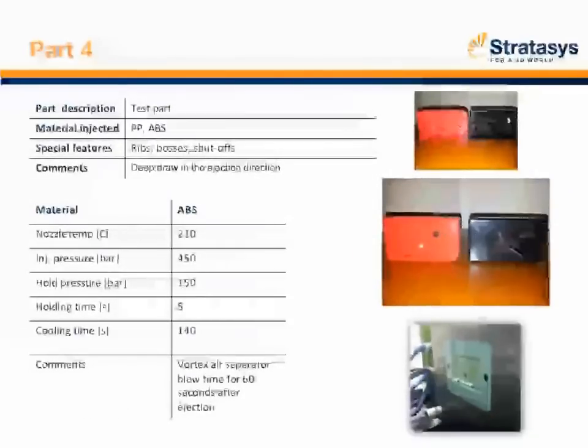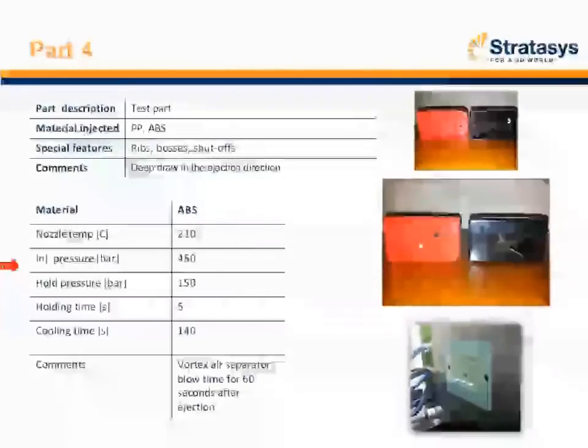This is another example here, a part from ABS, injected in ABS. This is from one of our customers in the UK. You can see again the injection parameters here, the nozzle temperature, injection pressure, holding pressure, and other parameters. This part was challenging because of the deep bosses that you can see here.